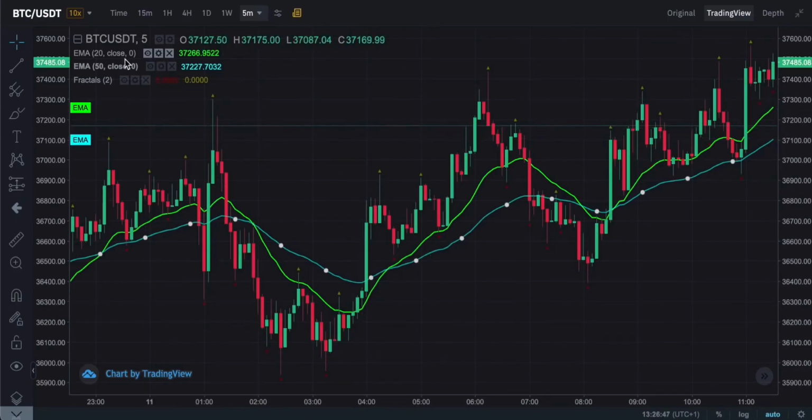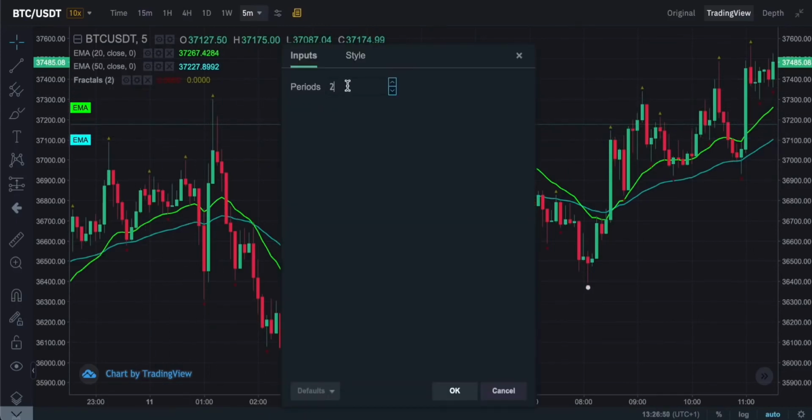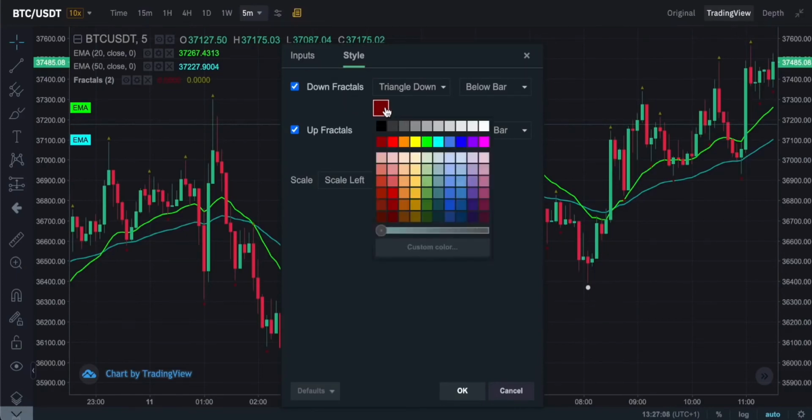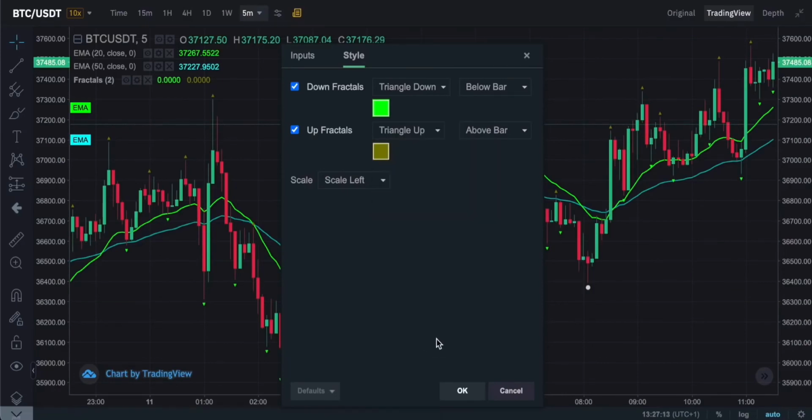We want to keep the Williams fractals in the way that it comes as normal. So set periods to 2 and then change the style. I personally change this quite a lot. Initially, the down fractals are in red. I actually want to change this to green, and you'll find out why in a second. When it comes to the up fractal, I want to change this to red. And now we have green and red telling us exactly what's happening.